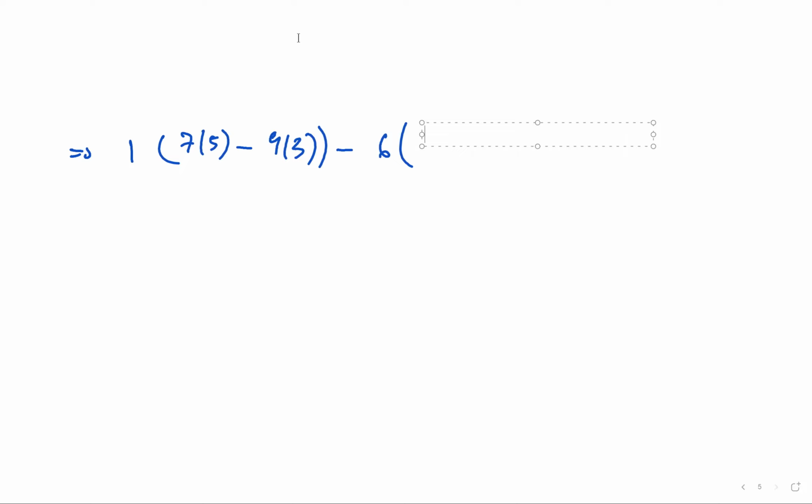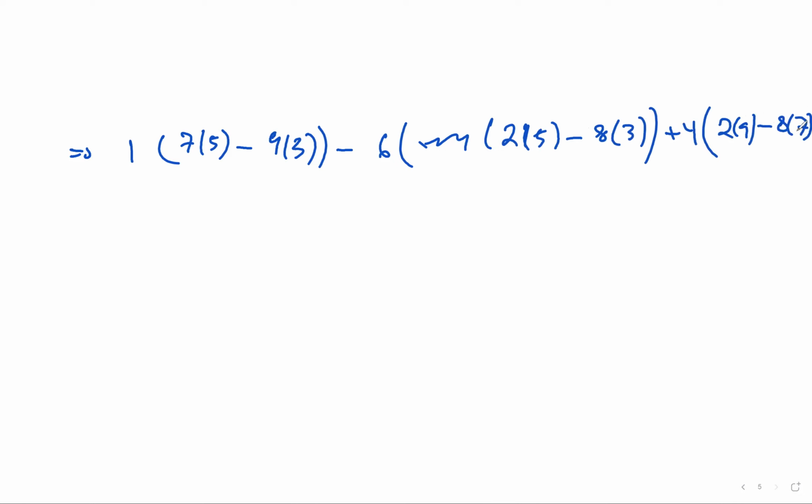2 times 5. So I don't like this one. So we had 6 times, sorry about the mess, 2 times 5. So that's 2 times 5 minus 8 times 3. And then we have plus 4 times, we had 2 times 9 minus 8 times 7.